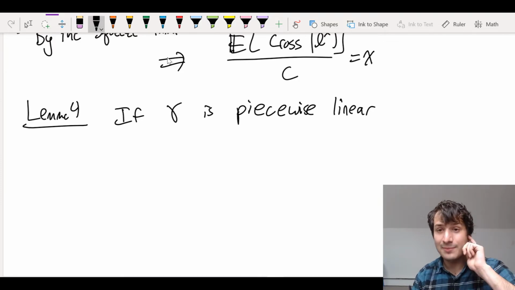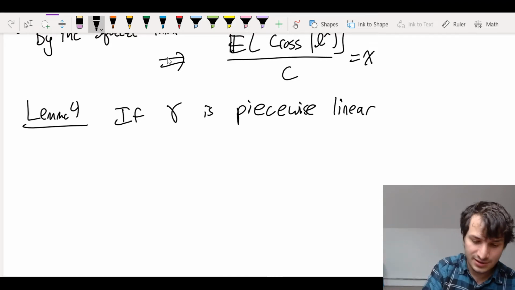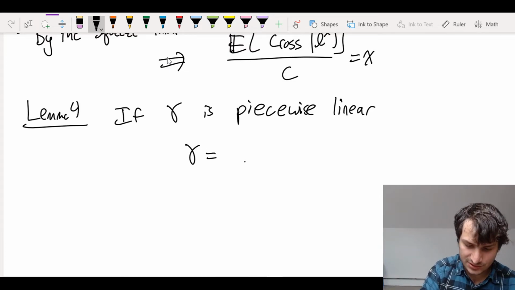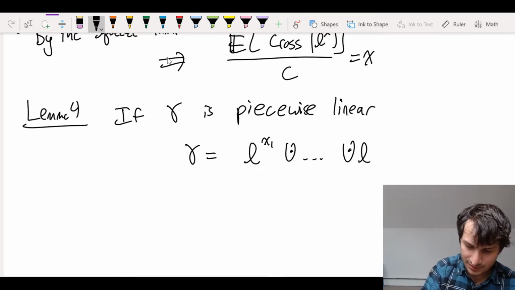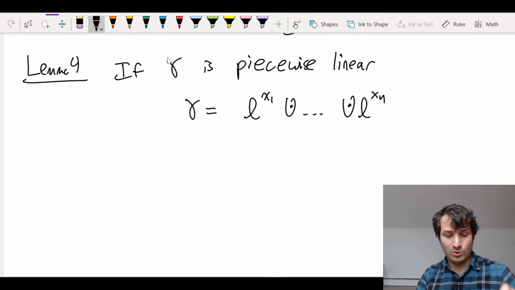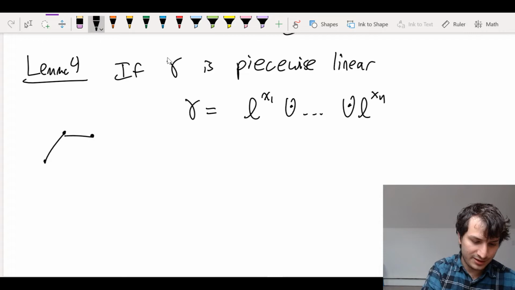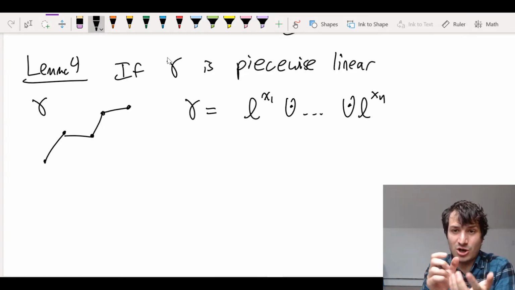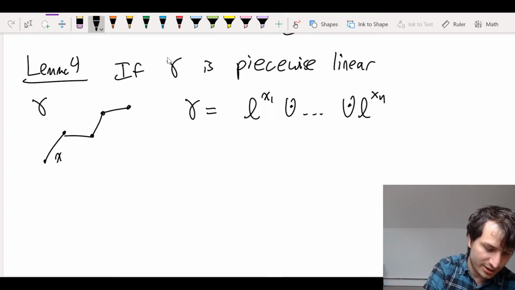So let's suppose that gamma is made of n linear pieces. Gamma, let's write it as the union. Gamma is the union of a bunch of pieces. So let's call it Lx1 union Lxn. So gamma is some curve. We're saying we're only looking at piecewise linear curves. So it looks something like this. This is a picture of gamma, and it's made of n pieces, each of which are line segments of lengths x1. So this is Lx1, Lx2, Lx3, and Lx4.